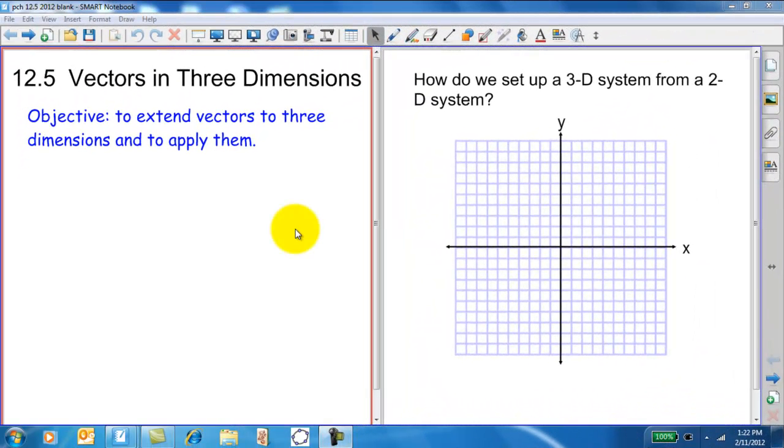Hello, pre-calc honors students. Here we are with vectors in 3 dimensions, and our objective is to extend vectors to 3 dimensions and to apply them. We see that many of the same vector rules still apply in 3D as in 2D. But how do we set it up?